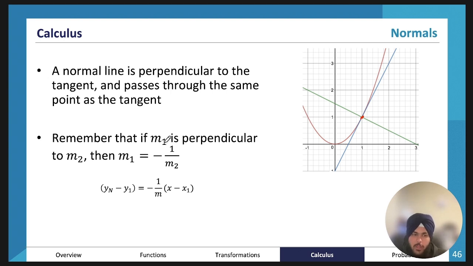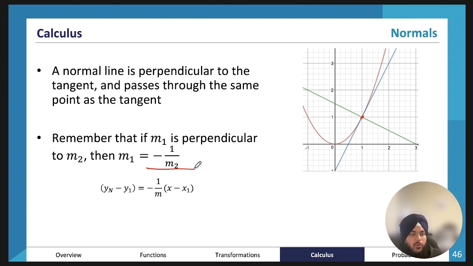Okay, so what that might look like is, let's say we have m1 being the gradient of the normal, but we've already found the gradient of the tangent by finding the instantaneous rate of change, or calculus, which we'll have a look at in a second. Once I've determined that, what I need to do is use this formula over here.